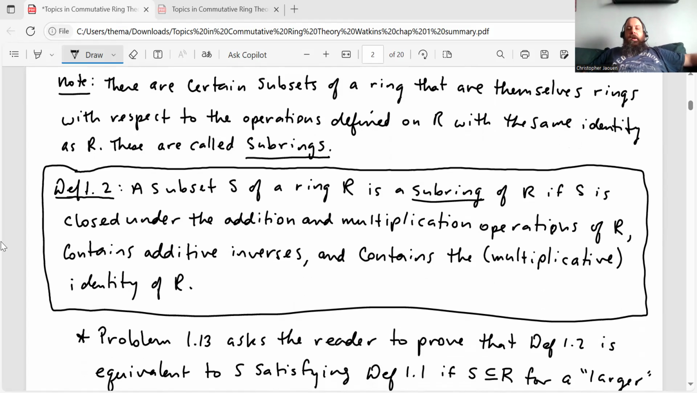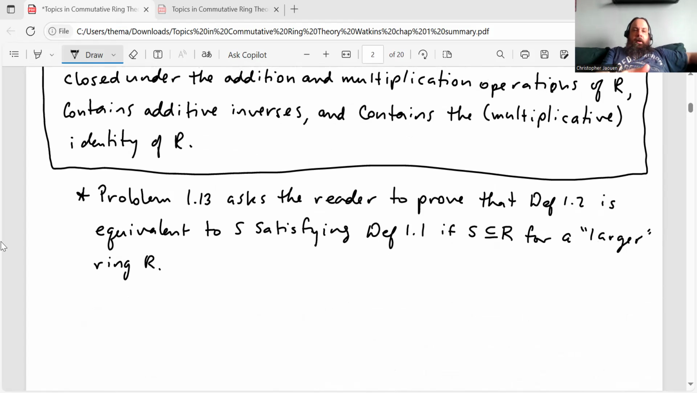So a subset S of a ring R is a subring of R if S is closed under the addition and multiplication operations of R, contains additive inverses, and contains the multiplicative identity of R. So you just have to show those three things, and you're guaranteed that it's a subring. And then he says here in a note, problem 1.3 asks the reader to prove that definition 1.2 is equivalent to S satisfying definition 1.1. So in other words, if S is a subset of a larger ring R, S is a ring in its own right under the operations of R.